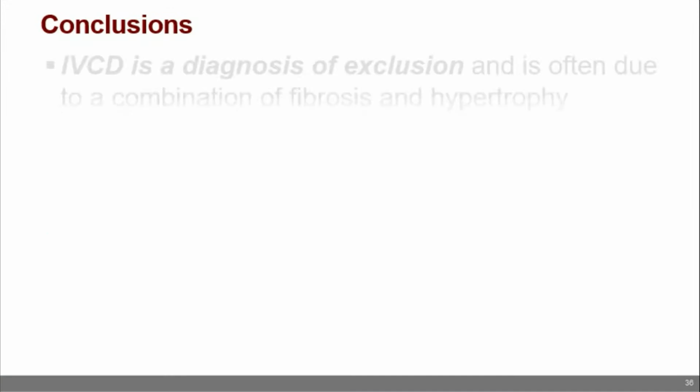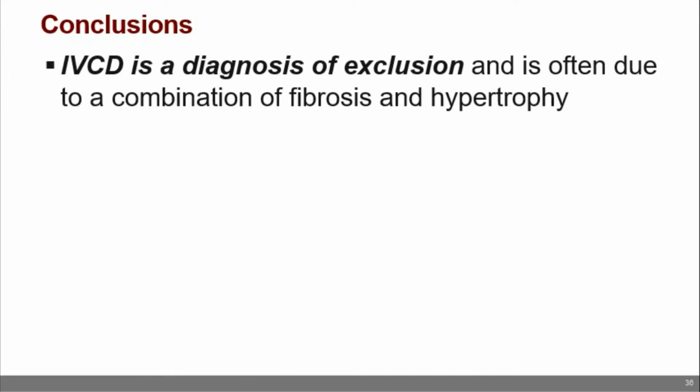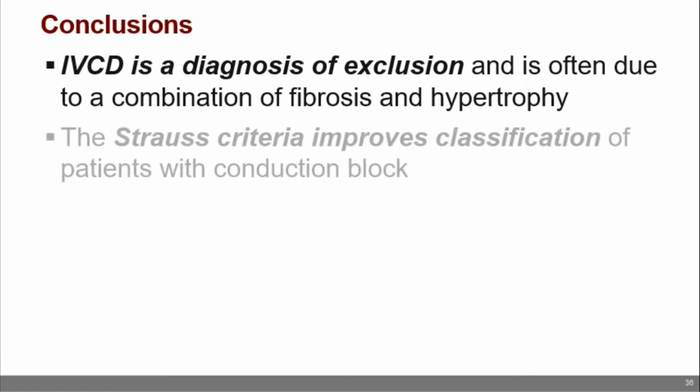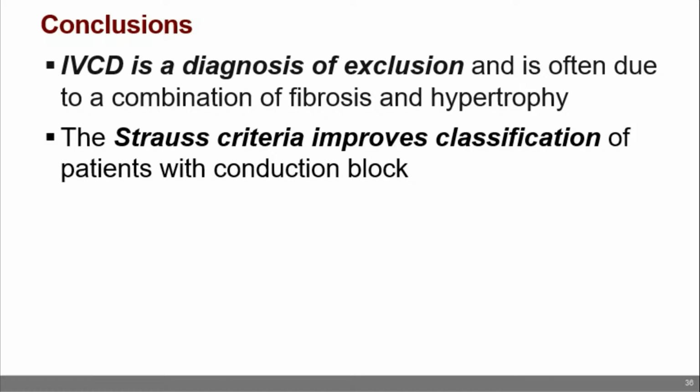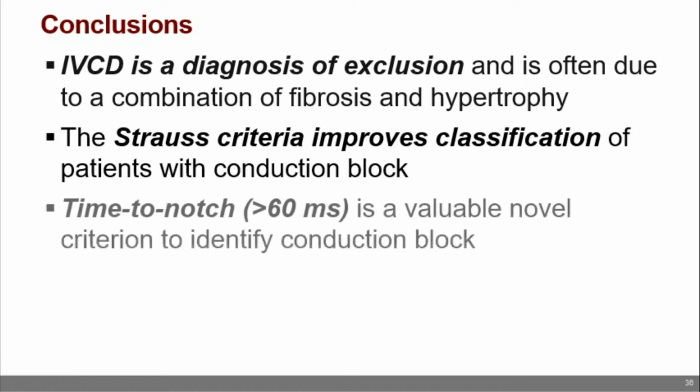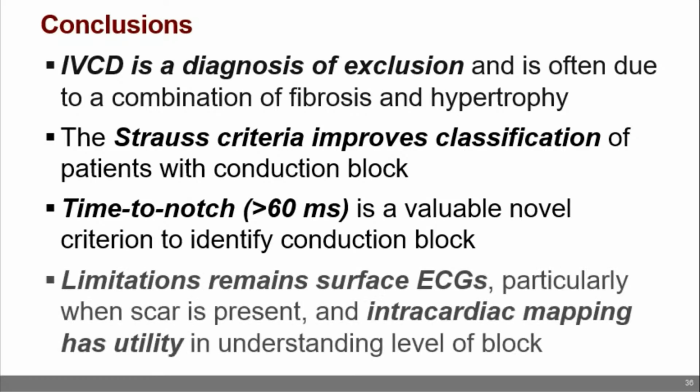To conclude, interventricular conduction defect is a diagnosis of exclusion and is often due to a combination of fibrosis and hypertrophy, but is nonspecific with respect to the ECG pattern. The Strauss criterion does improve classification of patients with conduction block, allowing us to better select patients for CRT. And time to notch of greater than 60 milliseconds is a valuable tool that you can consider using at the bedside when evaluating patients for CSP CRT in particular.